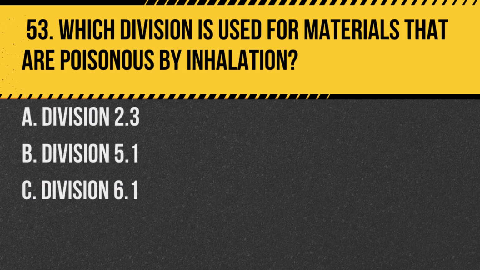Question 53. Which division is used for materials that are poisonous by inhalation? A. Division 2.3. B. Division 5.1. C. Division 6.1. Answer: A. Division 2.3. Materials that are poisonous by inhalation fall under Division 2.3.